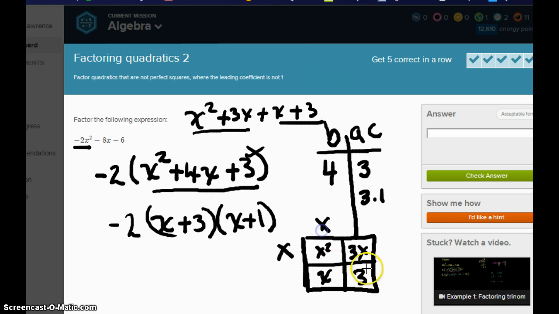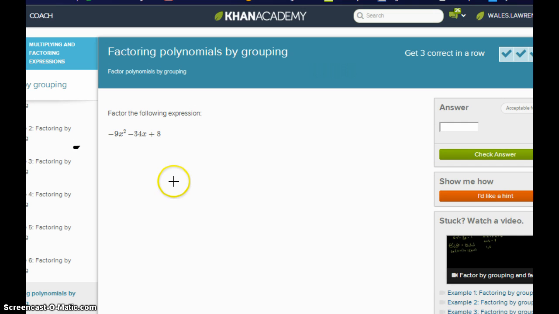X times x gives me x squared, x times what gives me 3x plus 3, x times what gives me 1x plus 1. And I'm always going to remember to include the previous information. Okay, so let's take a look at something like this.